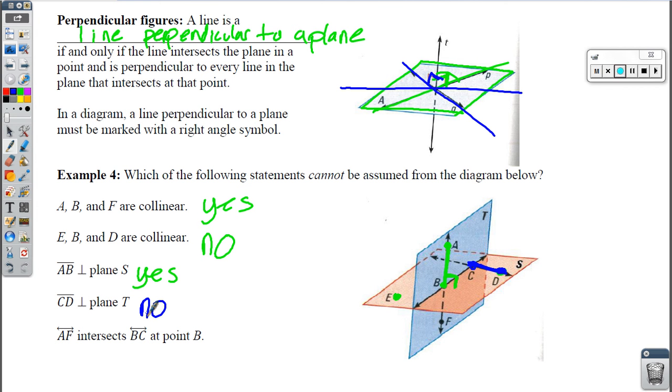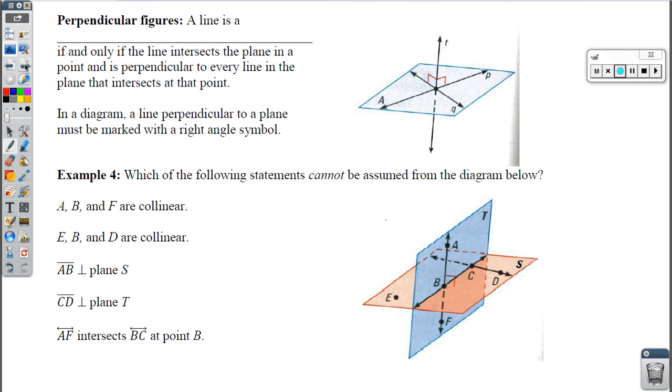And the last one, line AF intersects line BC at point B. So line AF is this one here. And it's the line BC. Let's see, BC, that's this one here. It says they intersect at point B. Absolutely, right there. You can see on the picture that those 2 lines intersect at point B. So yes, we can assume that based on the picture.